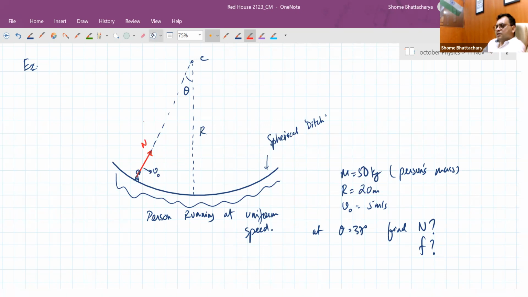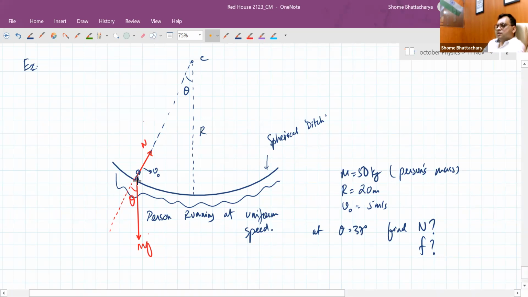Okay? But you can't say it is the centripetal force as such, because even mg has a component along the radial direction. So it is actually, you will see, N minus mg's radial component, which will be the cos component. That is what is your centripetal force.